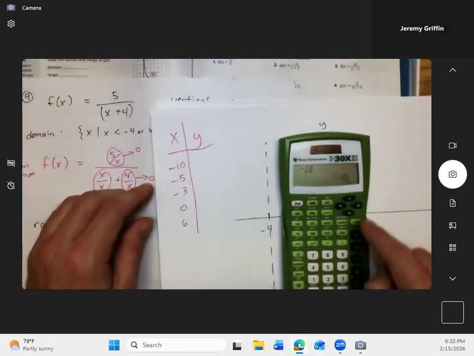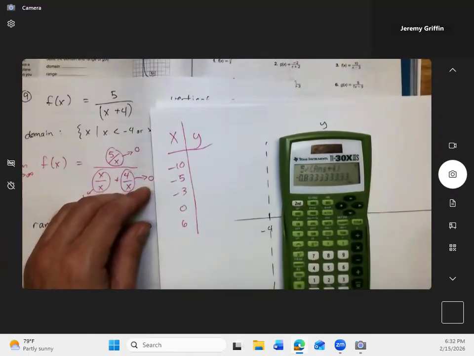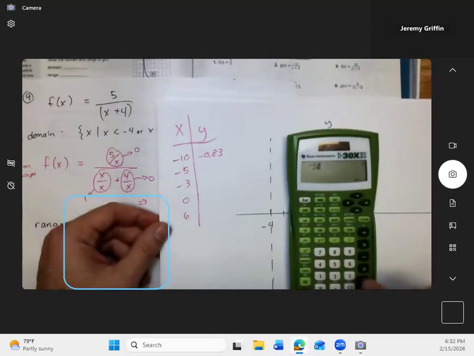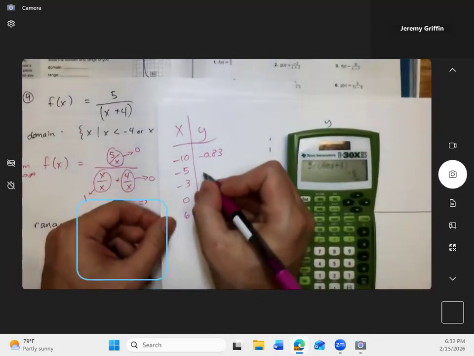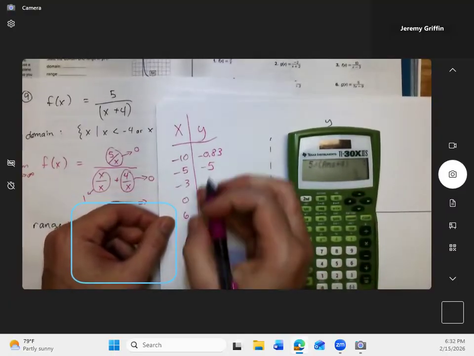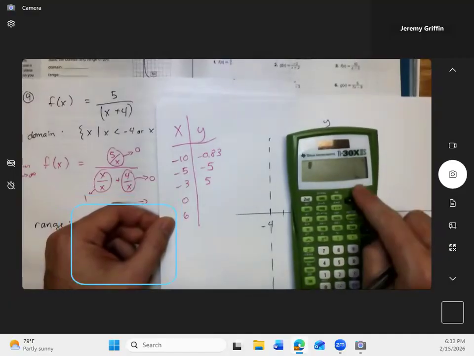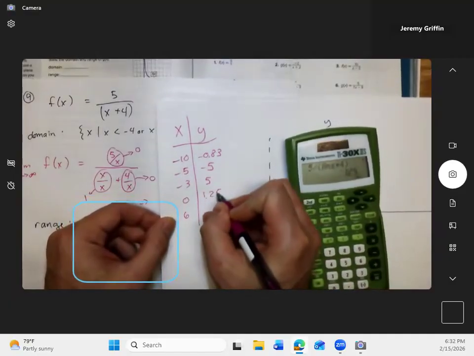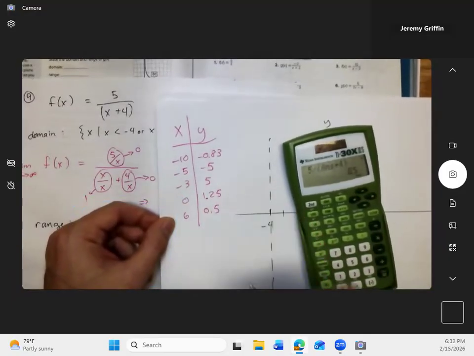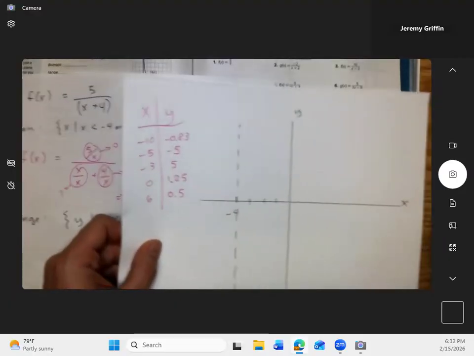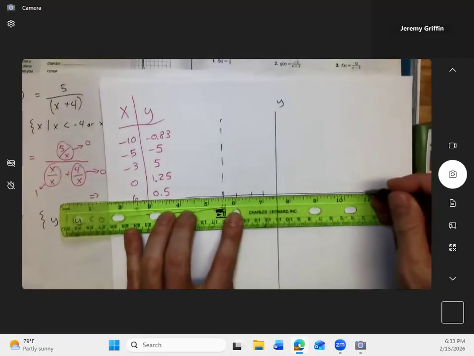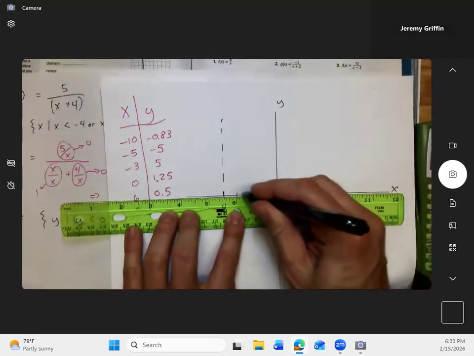Negative 10. Then scroll up, put that in, and it's telling me negative 0.83 something. Negative 5, I'm getting negative 5. Negative 3, I'm getting positive 5. 0, I'm getting 1.25. And 6, I'm getting 0.5. All right, so let's plot those points. Well, I did put the vertical asymptote there. May as well put the horizontal also.